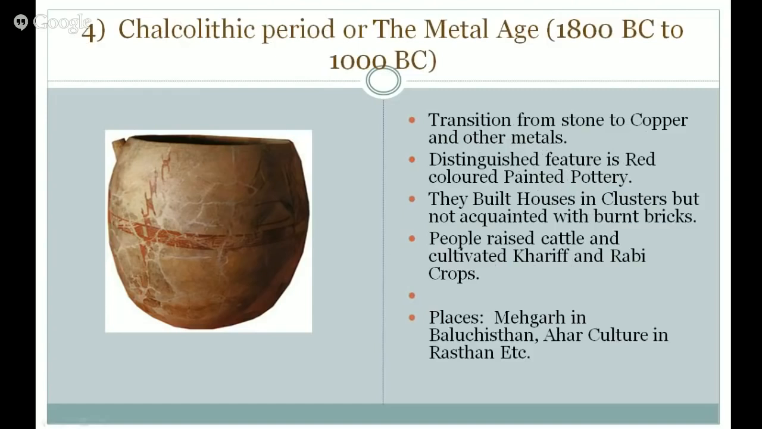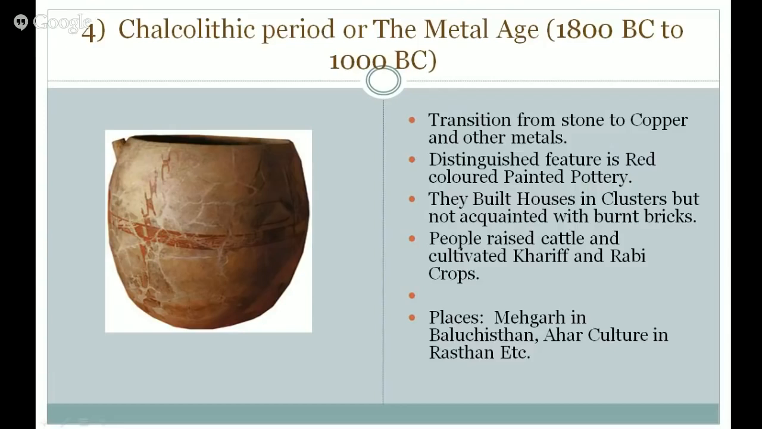Next comes the Chalcolithic period and the Metal Age. Metal Age clearly means people moved from stone to metal. The early metals they used were copper and others. The distinguishing feature is they made pots earlier also, but here most of the pots were red in color, and they painted them too.